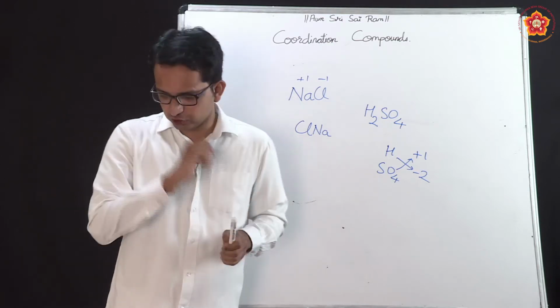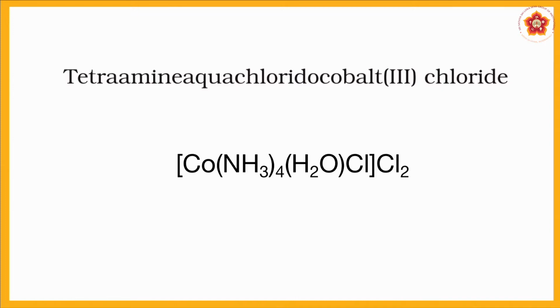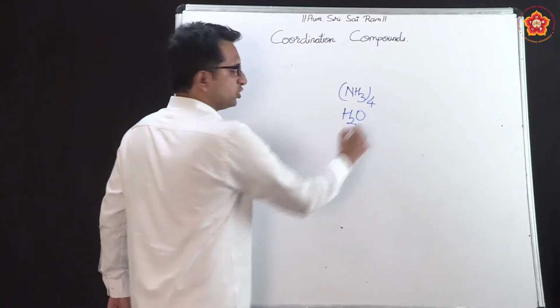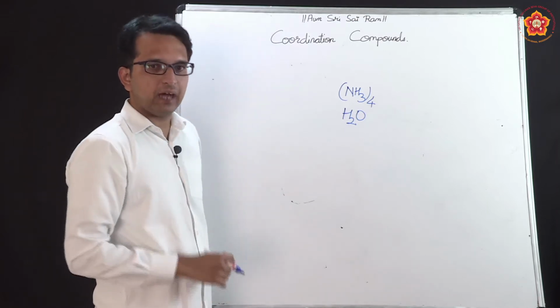So, let us take the first compound which is available. The first compound is tetramineaquachloridocobalt(III) chloride, a pretty big one. No doubt it is pretty big, but let us go word by word. The first part says tetramine. So, let me write it separately like this, NH3 4 times, tetramine. Then aqua, aqua indicates H2O, the name given for H2O is aqua.